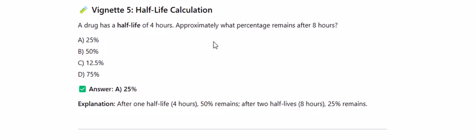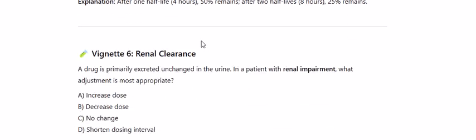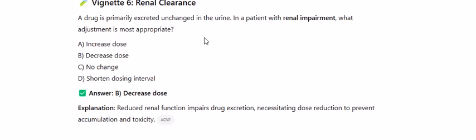Vignette 6. Renal clearance. A drug is primarily excreted unchanged in the urine. In a patient with renal impairment, what adjustment is most appropriate? A. Increased dose. B. Decreased dose. C. No change. D. Shortened dosing interval. Answer: B. Decreased dose. Explanation: reduced renal function impairs drug excretion, necessitating dose reduction to prevent accumulation and toxicity.